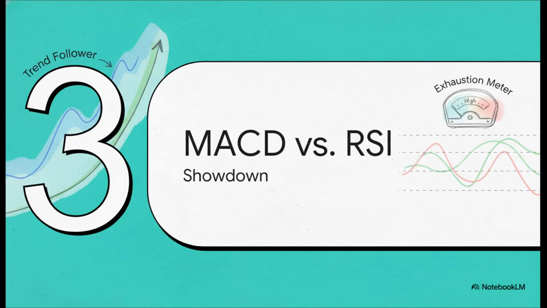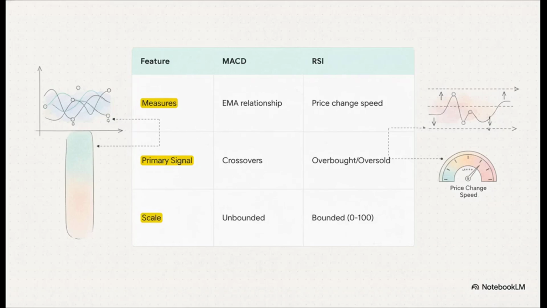We have the MACD, our trend follower, and the RSI, our exhaustion meter. Now, let's really put them side by side and see where they shine and where they differ. When you look at them like this, the core difference just jumps right out. The MACD is all about the relationship between two trend lines, but the RSI, it's measuring the internal speed of the price itself. This is why their signals are so different. MACD gives us these dynamic crossovers, while RSI gives us these fixed danger zones at 70 and 30. And it's why the RSI is stuck between 0 and 100, while the MACD can theoretically go as high or as low as it wants.